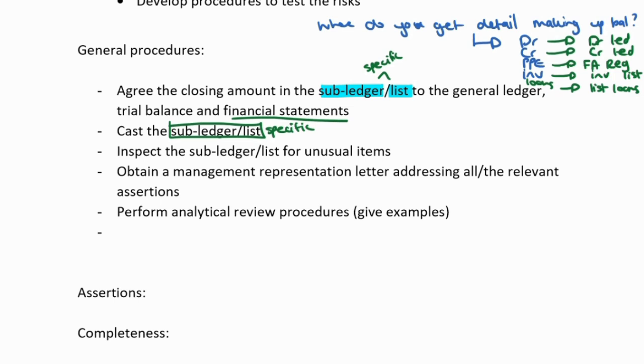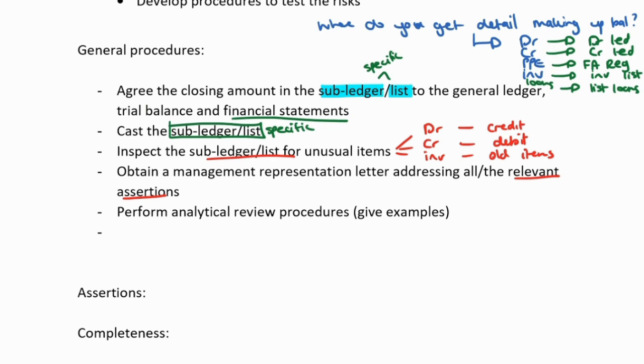Then inspecting that for any unusual items, and once again you can be a little bit specific here. Like for debtors, any credit items would be unusual, or for creditors, any debit items would be unusual, or for potentially inventory, any very old items would be unusual. Okay, but otherwise just saying unusual items should get you your marks. Then getting the management representation letter for all the assertions, or if the question is asking you for specific assertions, just those specific assertions. And then performing your analytical review procedures.